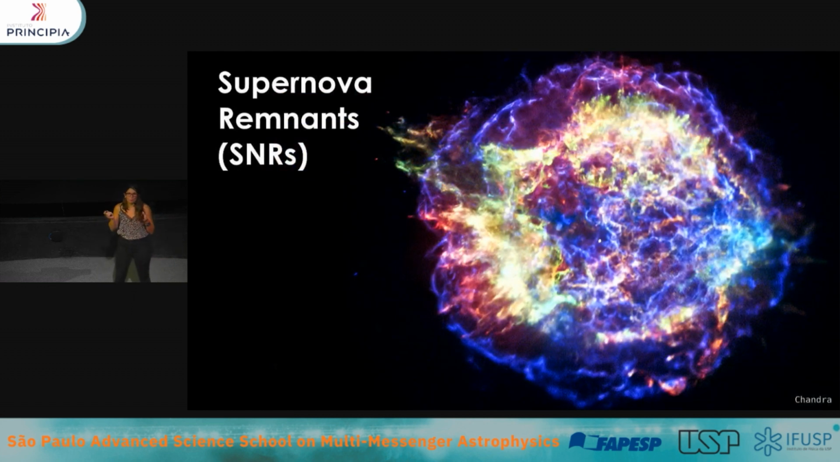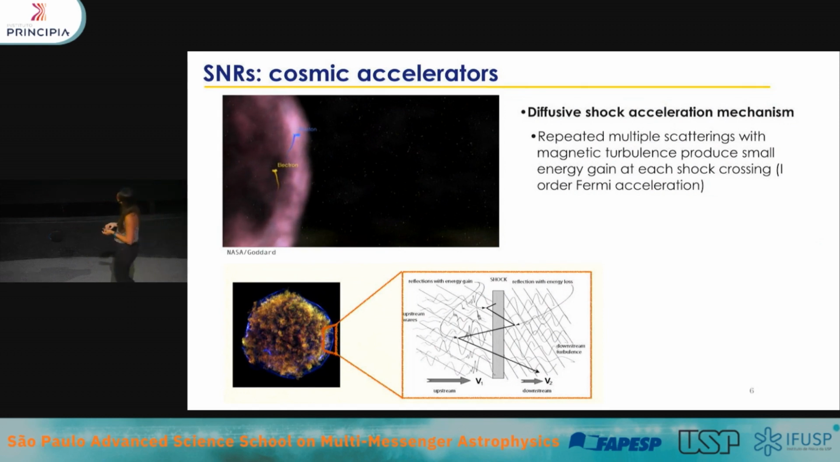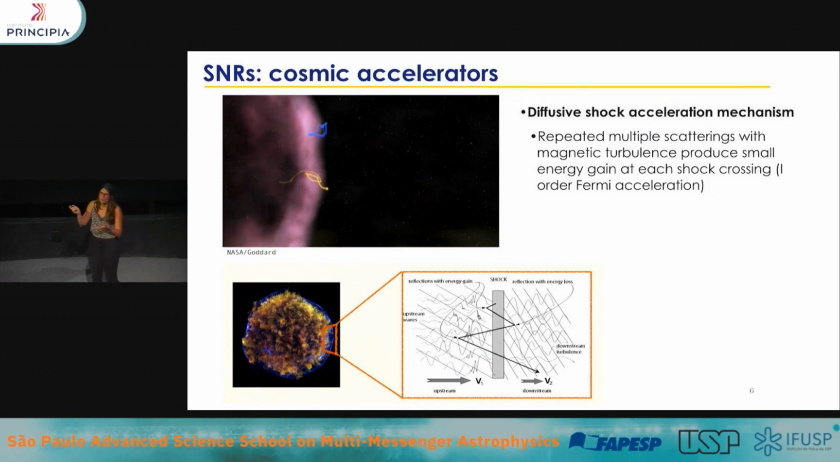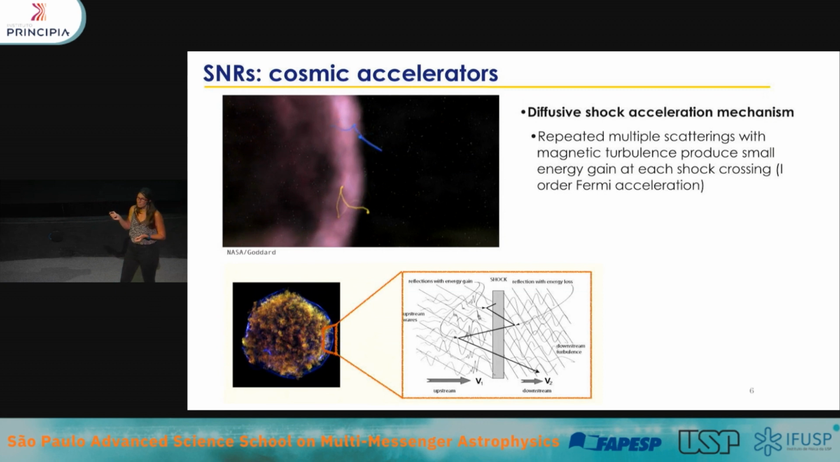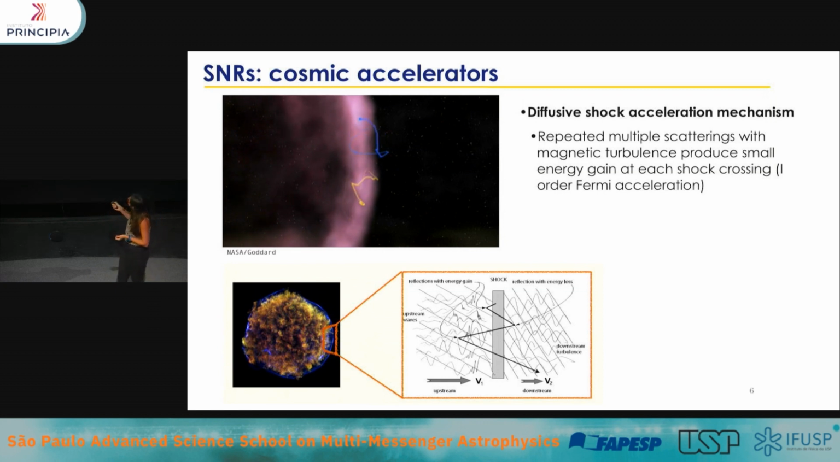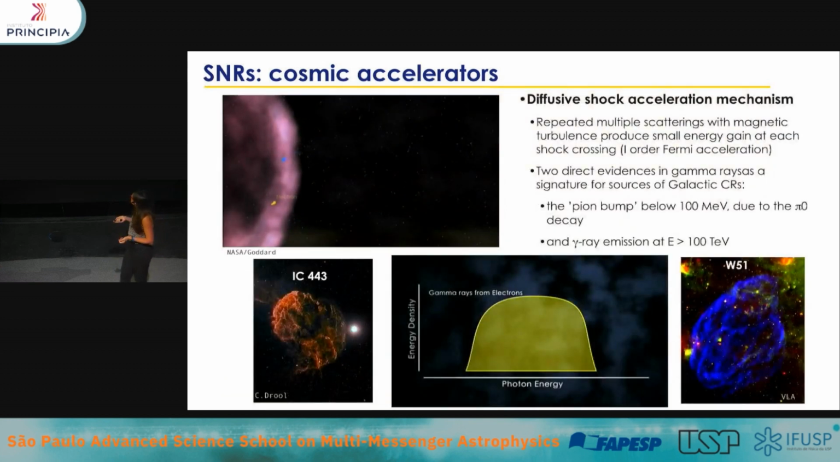So actually Brian's presentation this morning was perfect, because he was talking about the supernova remnant. He was talking about diffusive shock acceleration, which is perfect because I'm talking about the same thing. Well, you already know this, so I will just go real fast. So now we know that you can have particles accelerated via diffusive shock acceleration in supernova remnants, and these particles can produce gamma rays.